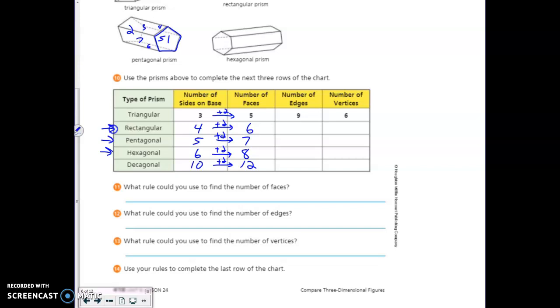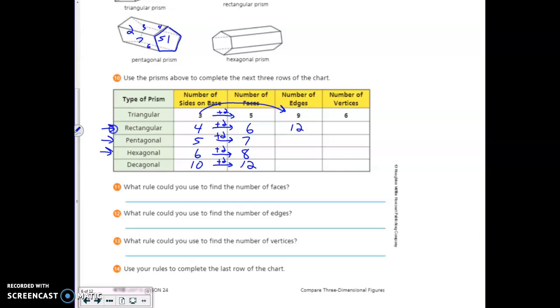All right. Now, number of edges. Again, there is a pattern. If we look at the triangular one that they give us, we can see that 3 is connected to 9. I mean, 3 goes into 9. We have some pattern there, but I'm not going to establish or talk about that pattern until we actually figure out the rest of them. Hopefully for your rectangular prism, guys, you realize that you had 12 edges. And again, we've done enough rectangular prisms over the last handful of days that hopefully you can see those and you can visualize those.